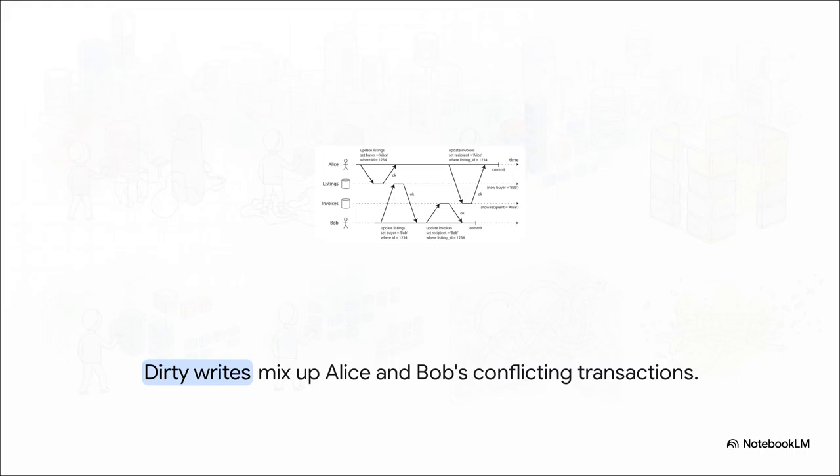Imagine Alice and Bob are both trying to buy the exact same used car simultaneously. Now, buying a car requires two database writes, right? Updating the listing to show the new buyer and then generating the invoice. If we don't have isolation, their uncommitted writes can dangerously overwrite each other. In this specific scenario, Bob successfully updates the listing table, but Alice successfully updates the invoices table. So what's the result? Bob gets the car, but Alice gets the bill. No way, right? This is called a dirty write, and it perfectly highlights why we so desperately need database protections.